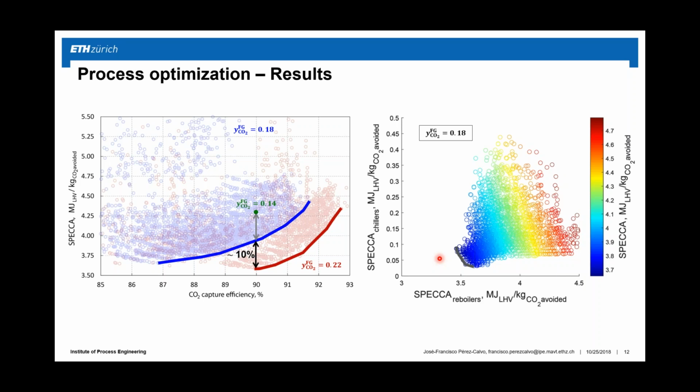The message from here is the flexibility between different types of energy that the chilled ammonia process has. For the conditions that we have considered in this study, this point is where we obtain the minimum SPECA of the process. Nevertheless, if we change these conditions, we might find this minimum in another point along this Pareto curve.